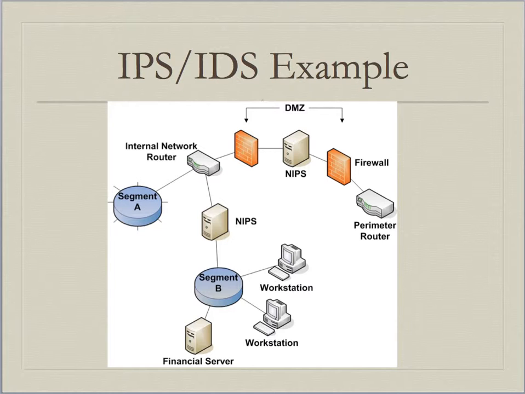As it comes into the internal network, segment B is a restricted network segment, and we also put a network IPS on that as a gateway into that segment. What you're probably going to see most often is a firewall with an integrated IPS sitting in that location so that you can block all traffic and only scan traffic that is ostensibly allowed to get into the segment.